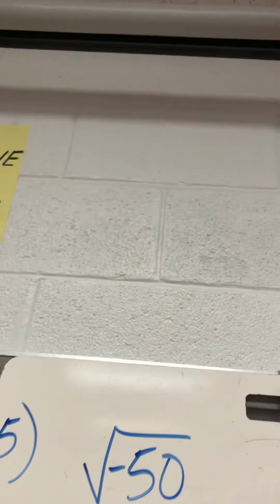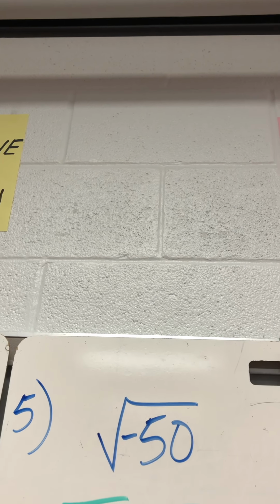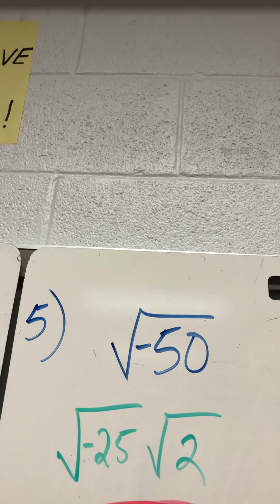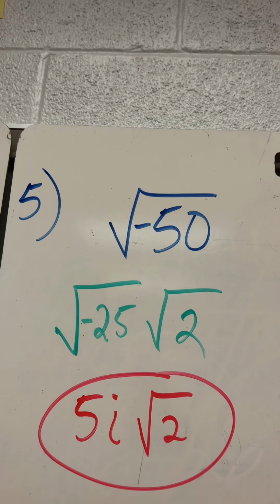What perfect square goes into 50? Well, 25. So we're going to say square root of negative 25 times square root of 2. That's going to be 5i square root of 2.